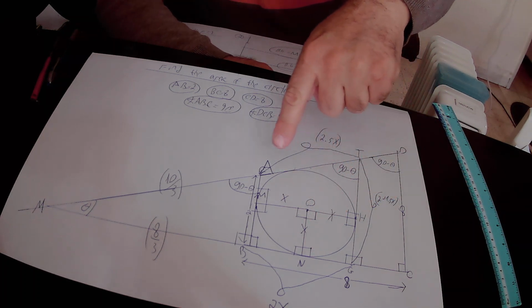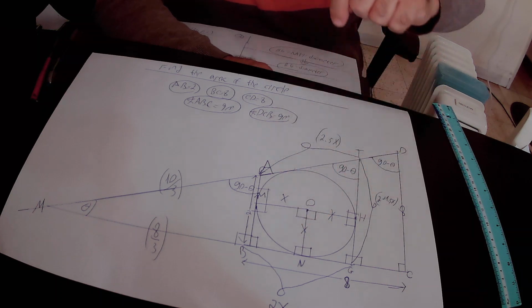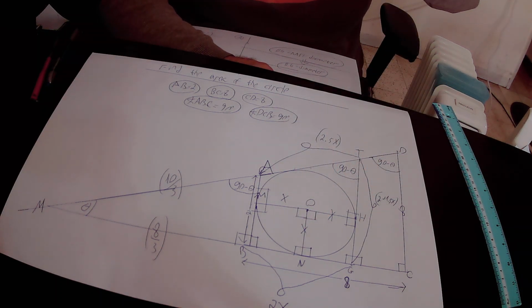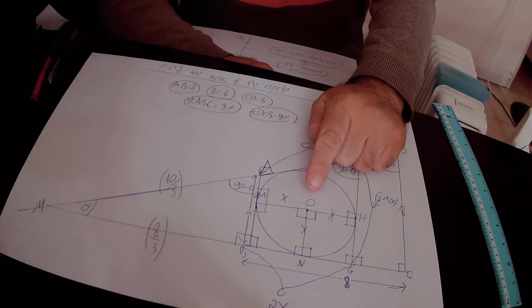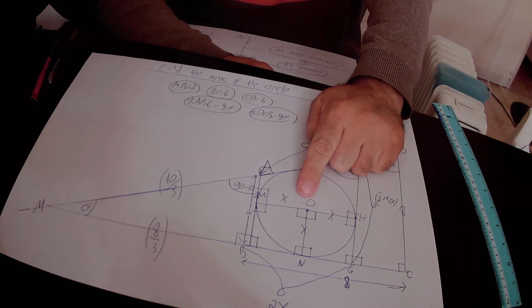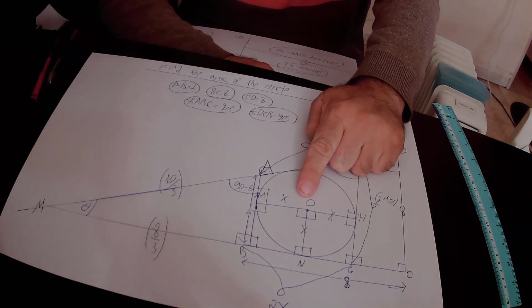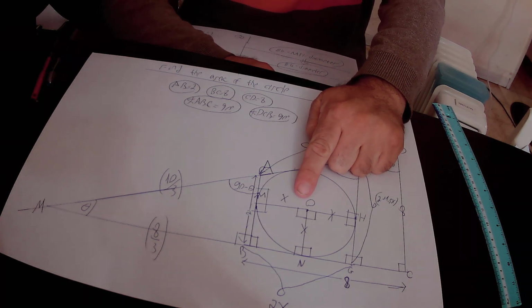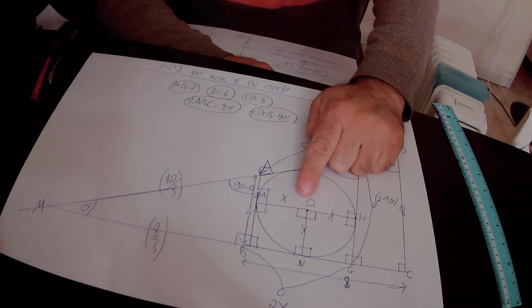So in quadrilateral OMBN, we have 1, 2, 3 right angles. The sum of the right angles is 270 degrees, plus the missing angle. In total, they must be equal to 360 degrees. Therefore, the missing angle here must be equal to 90 degrees, according to the rule that the sum of the angles in any quadrilateral is equal to 360 degrees.